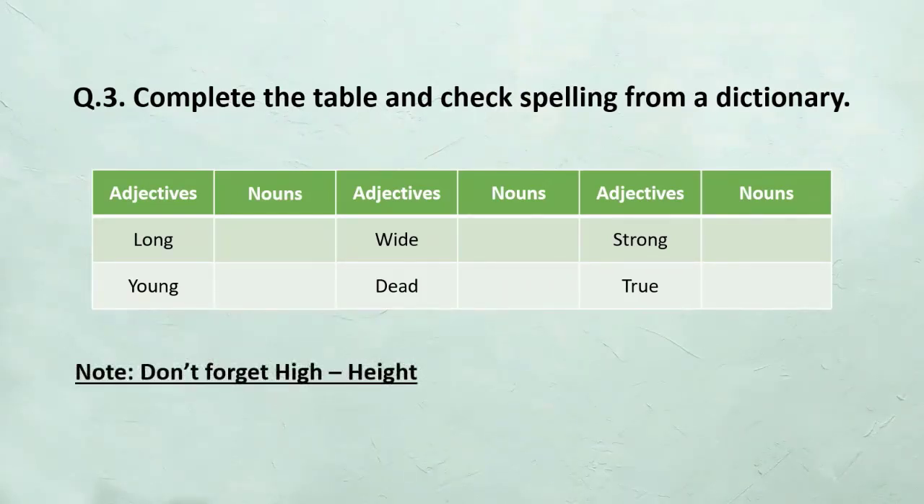And don't forget that for the adjective high, we will not use the TH suffix. Instead, we will use the HT suffix to make it a noun. So high becomes height. I hope you all have got the nouns of these adjectives. Now come to the solution of this exercise.